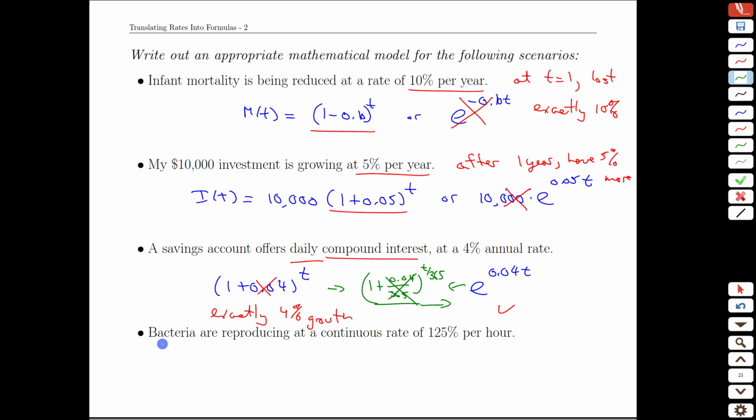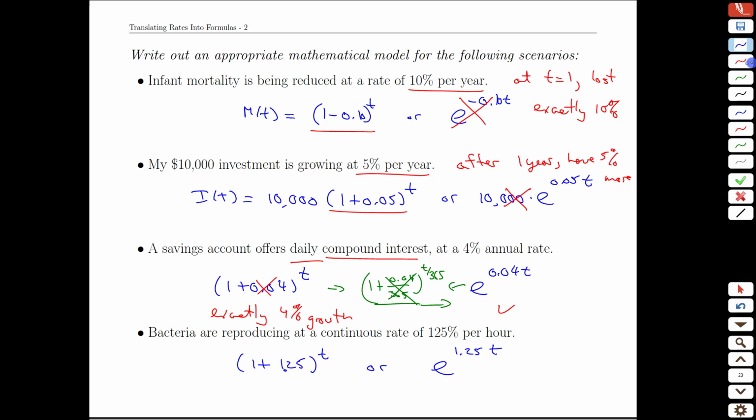Last but not least, bacteria are reproducing at a continuous rate of 125% per hour. The two models we would have here would be 1 plus 125%, which is 2.25, or e to the 1.25t. Which of those models do you think we would be using given the phrasing and the structure there?